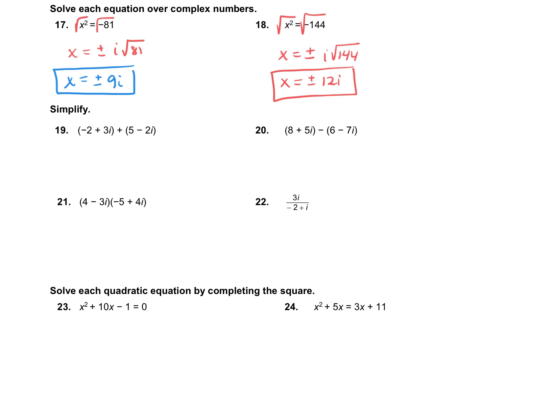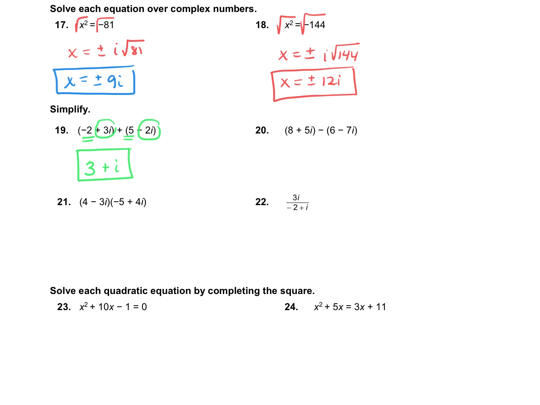When it's just an addition problem, we just add the like parts. So this negative 2 will add with the 5. Negative 2 plus 5 is 3. And then this positive 3i will add with a negative 2i. So 3i plus a negative 2i is a positive i. And there's our answer. Number 20, now subtraction is the one to be careful about.